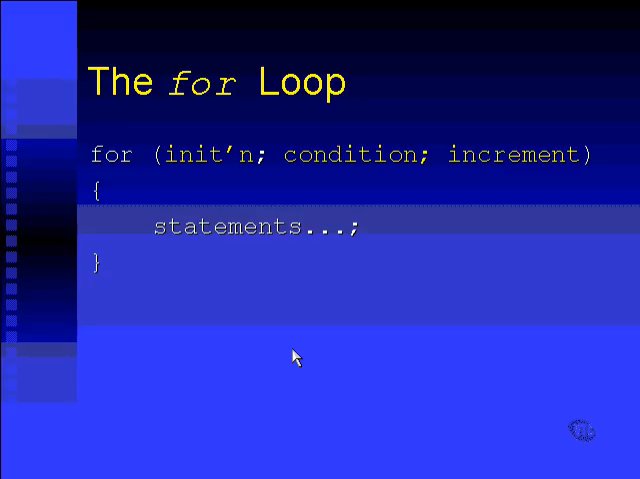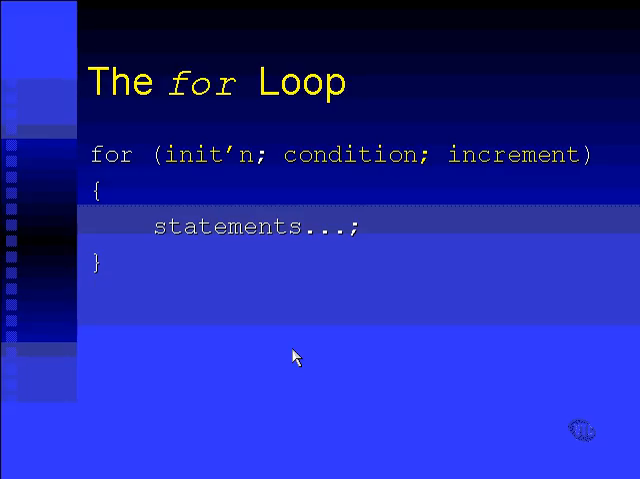So, what does it do? How does it work? What are all these bits for? Okay, let's have a look at them. The very first thing that happens when you start a for loop is the initialization happens. The initialization happens first, and it happens once only. It does not happen every time through the loop.